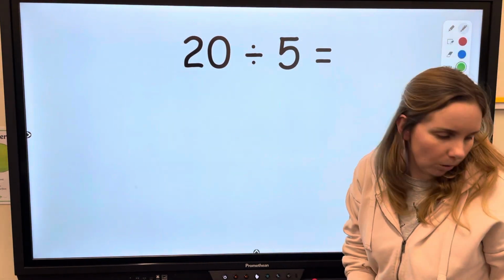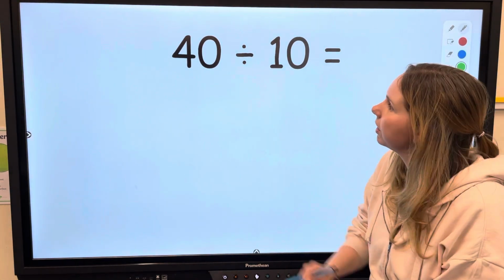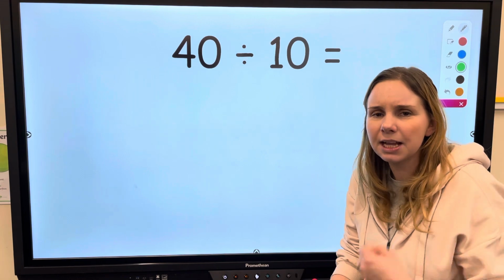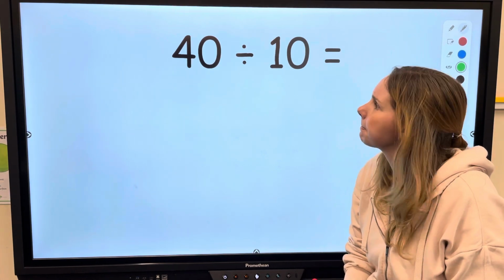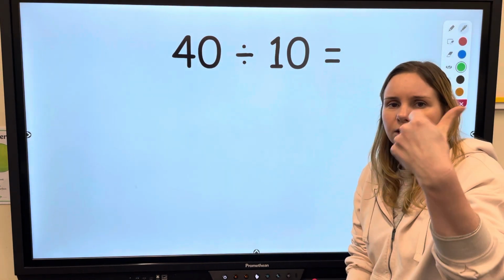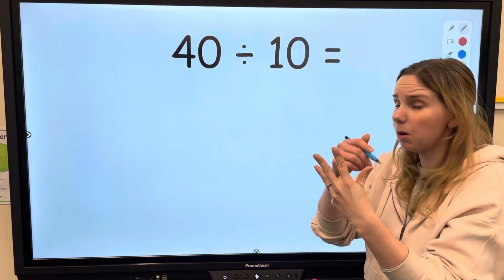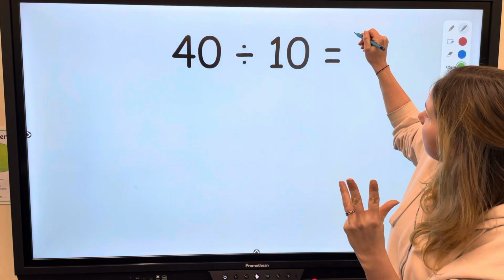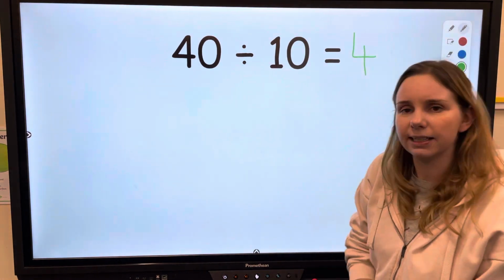I think we're on a roll. Let's have a look. 40 divided by 10. But you know what? I'm quite good at counting in 10s. Have a go at home. Let's see. 10, 20, 30, 40. Without any working out today, 10, 20, 30, 40, I can see my answer is 4.